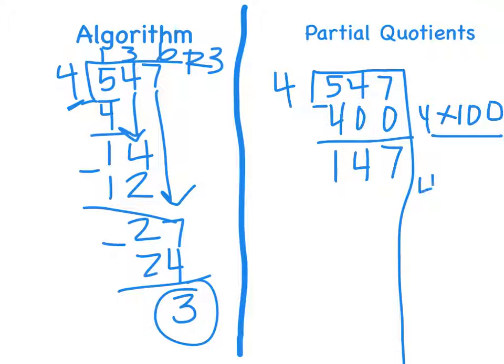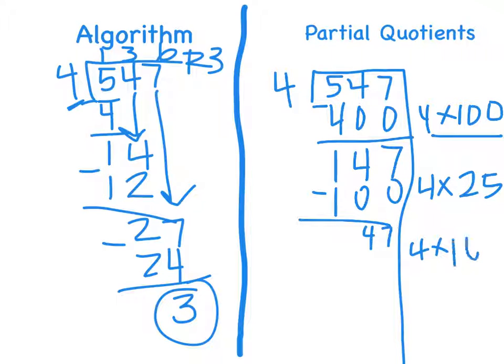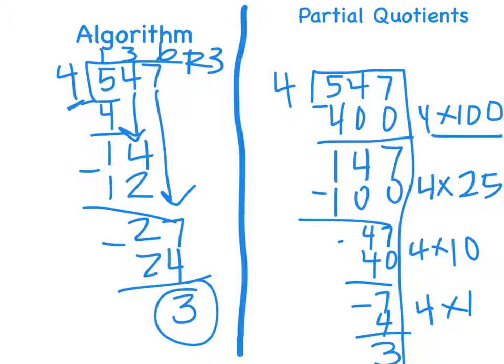I know that 4 times 25 is 100, so I'll subtract that next and get 47. 4 times 10 would give me 40. Again, I'm just trying to get numbers that are less than what I have each time, and I have 7 left now, so I can only make one more group of 4, and I'll have 3 left. I can't make another group of 4, so that's my remainder.